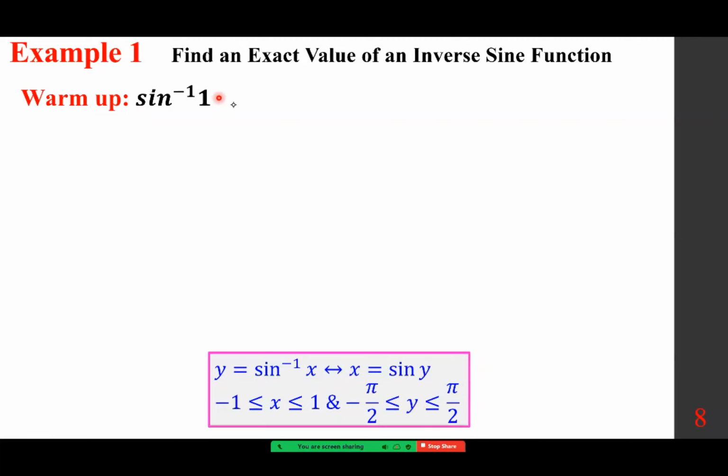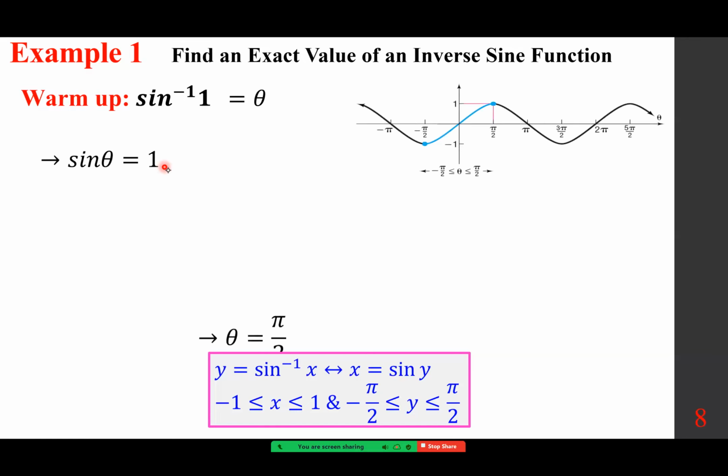Having said that, what is this? Let's set it equal to x, y, theta, anything. Normally, we can go with theta or alpha because that represents an arc. By definition of the inverse function, this means sine theta must be 1. And you know the answer to that. Sine theta equals 1, theta must be pi over 2. Remember the restriction we did? And it's one of those common arcs.